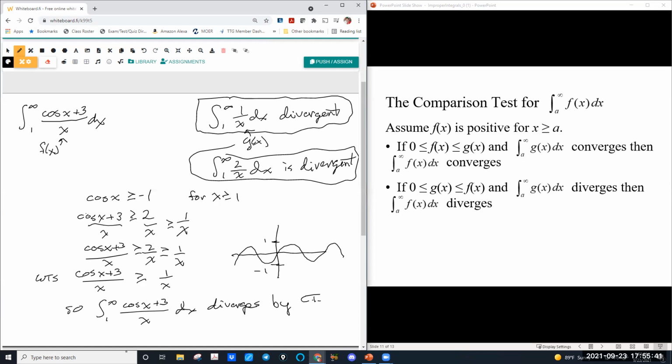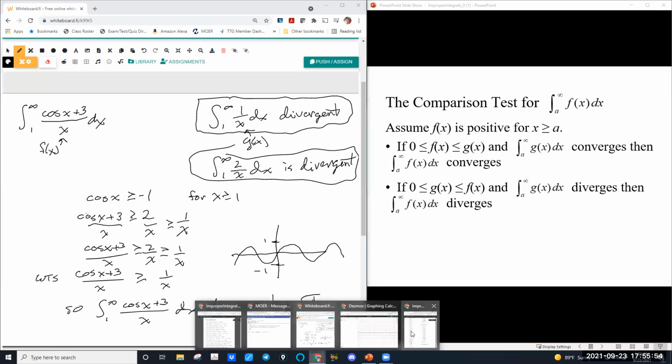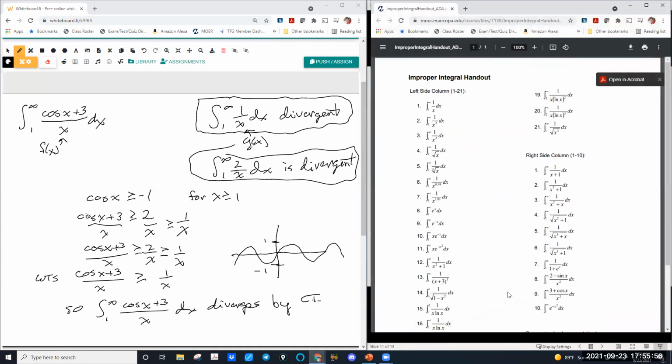Questions about this one? All right. Let's see. I put the worksheet in chat. Let's do one from the worksheet so you can kind of see how this worksheet works.